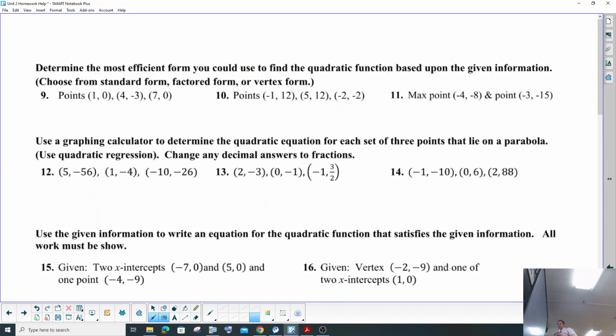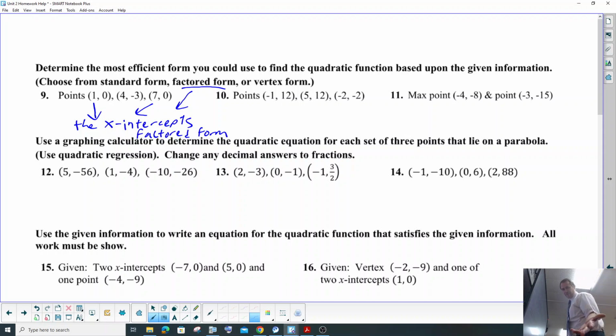Cool. So this assignment is actually coming up with the quadratic equations given a few coordinates or points on the graph. So you want to look and see what kind of points you have. Look at number 9. We have (1, 0) and (7, 0), and those are both the x-intercepts. Since those are the x-intercepts, what kind of form? Yeah, we're going to do factored form. So the answer for number 9 is factored form.